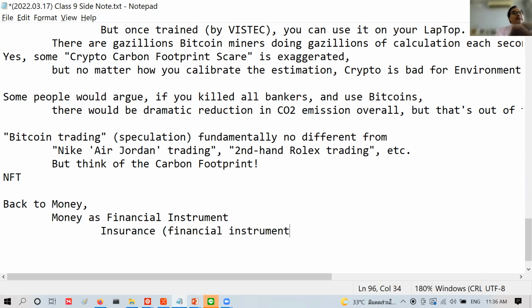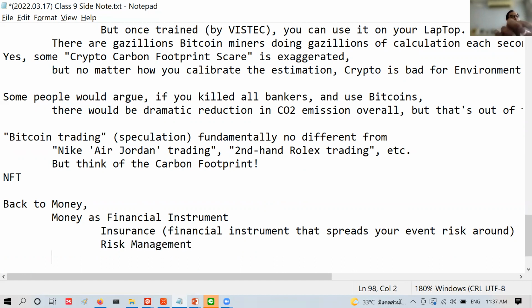A financial instrument that spreads your event risk around, right? What's your event risk? Car crash, right? Business warehouse burns down, right? War, right? COVID, okay? Those are event risks. This is what money as a financial instrument allows you to do. So things like, what else? Kind of risk management, all kinds of stuff.